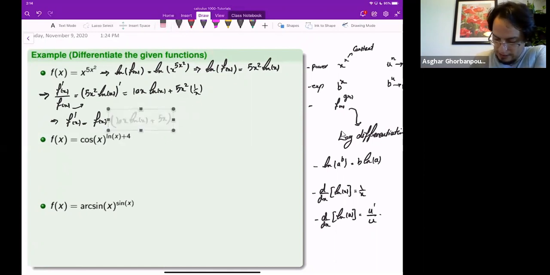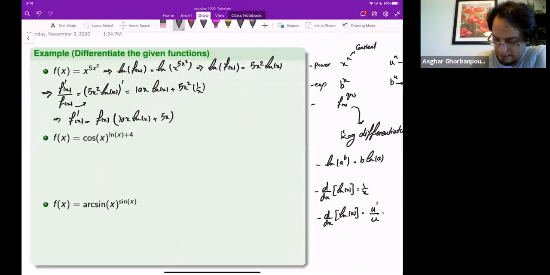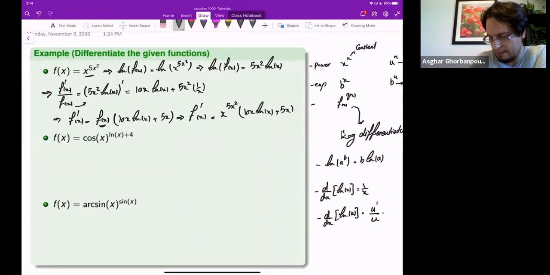Okay, so what I don't like here is the f. I have a formula for that. Why don't I put it back in? So this will be x to the power 5x squared times 10x ln x plus 5x. And that's the derivative. And the process that I did, you have to repeat in all these cases. Whenever you see a function to the power of another function, log differentiation is what you need to use.